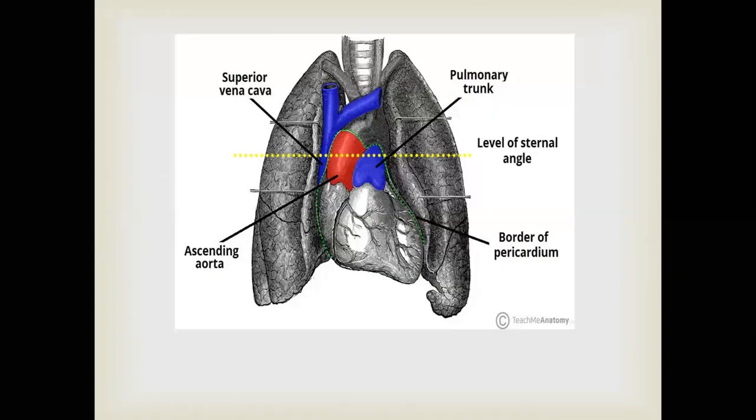Regarding the heart, the pulmonary trunk originates from the heart, and the ascending aorta, ascending, not the arch. The arch will be in the superior mediastinum. It ascends first as the ascending aorta, then will make the arch, then continue as the descending aorta. This is the content of the middle mediastinum.